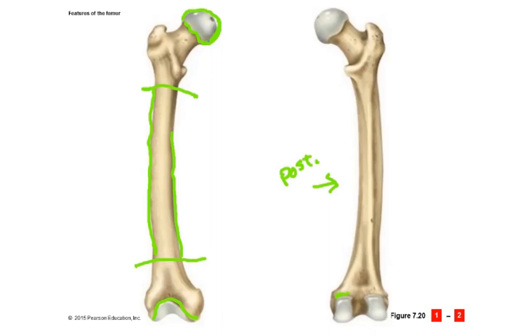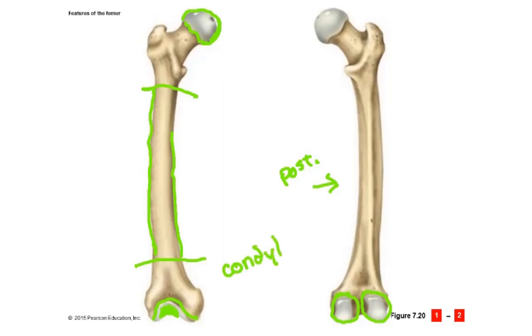And down here, this is white. This is the part that fits over your tibia and your fibula to make your knee joint. So these smooth white surfaces, not necessarily white, but just smooth and light, are all condyles.